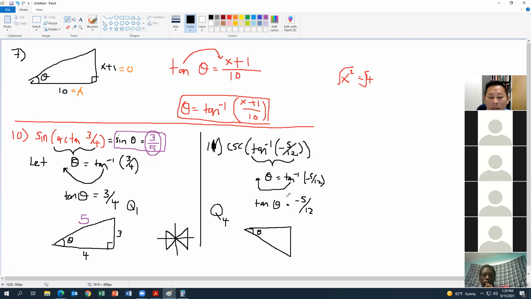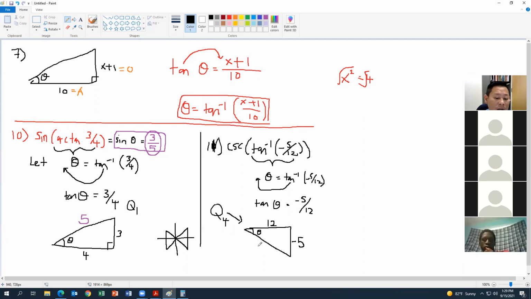So by looking at this, tangent theta equals negative 5/12, what should we put for here? Anyone? Opposite is what? Negative 5. And your adjacent is 12. So can someone tell me what is your hypotenuse? Is it another triplet? 5, 12, anyone? And this will become what? 13. Those are all your triplets.